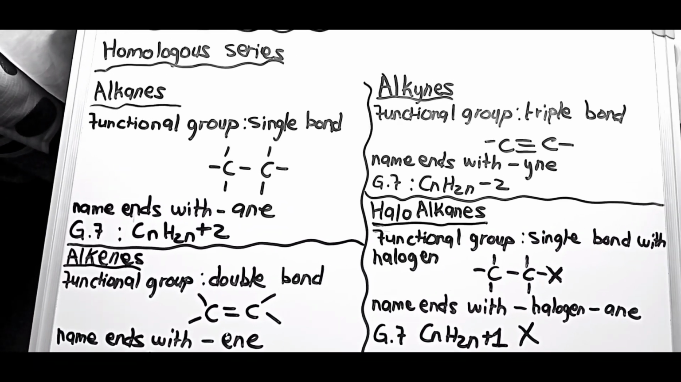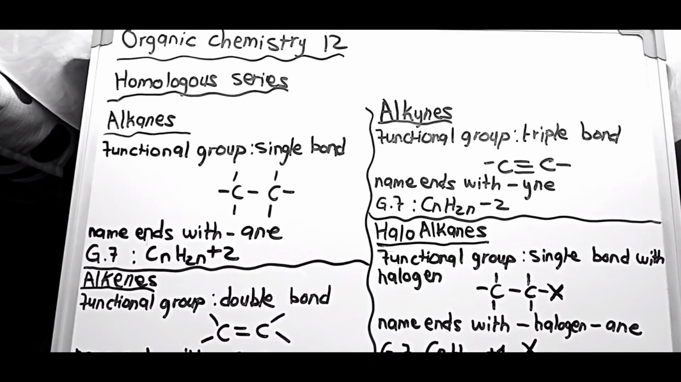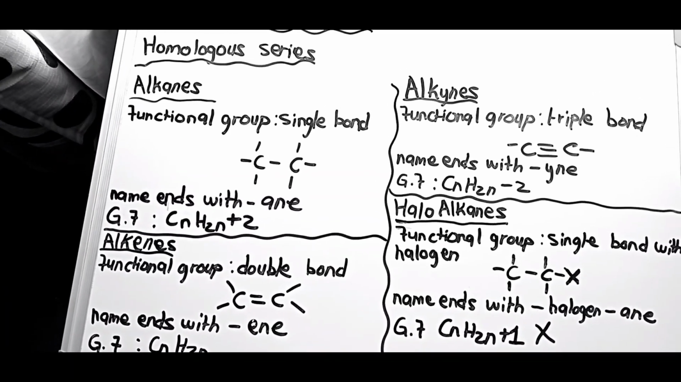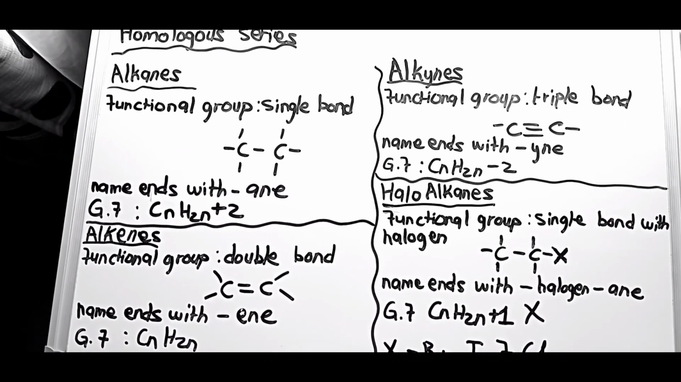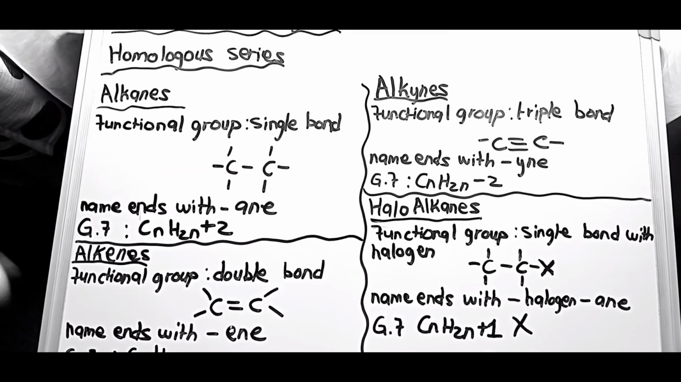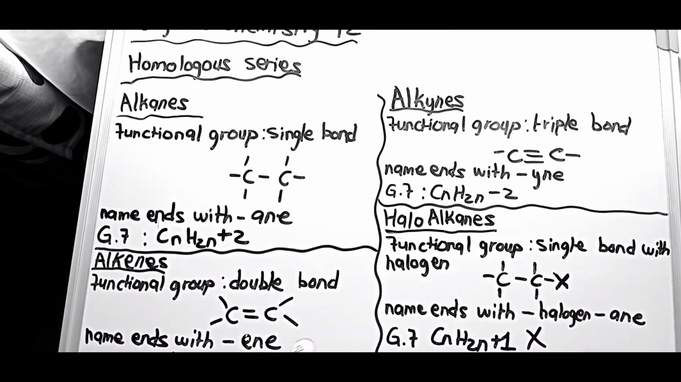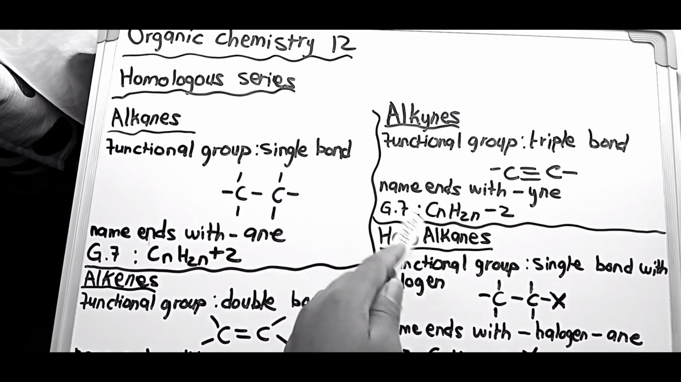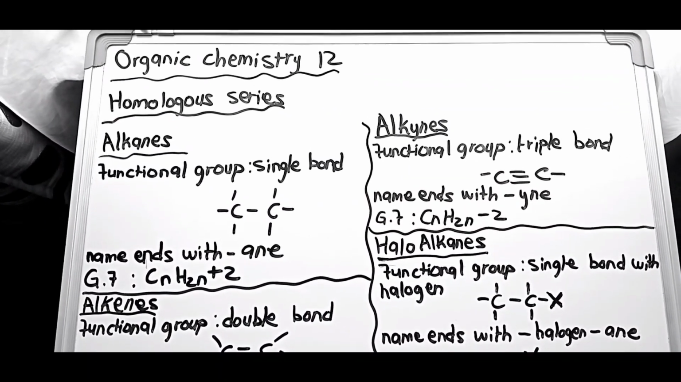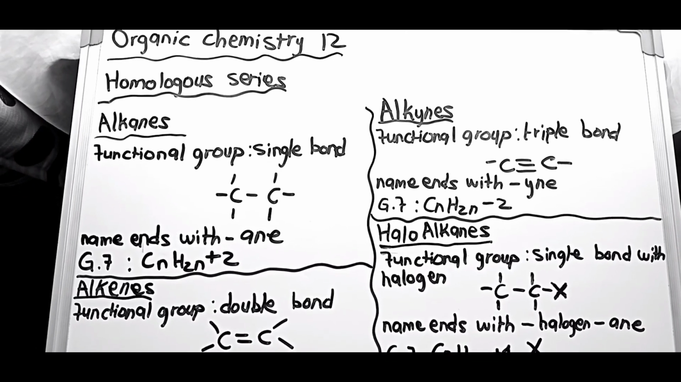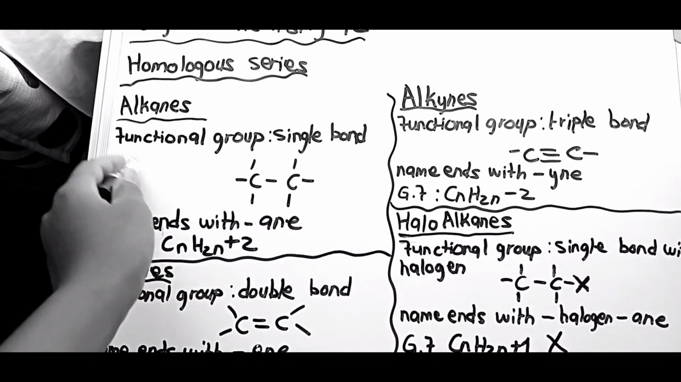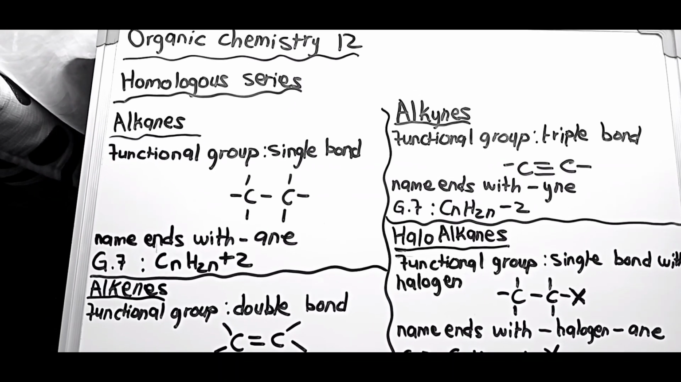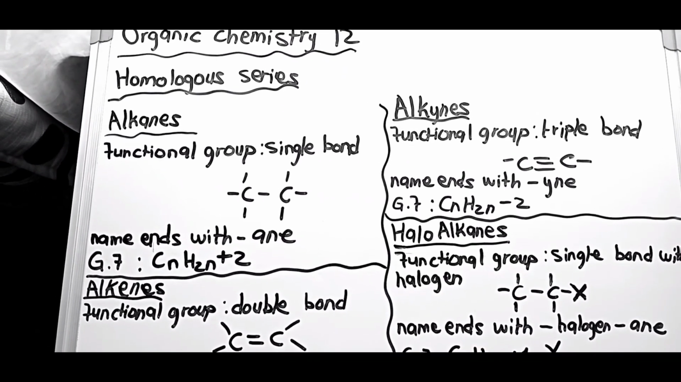The fourth homologous series that we're going to go through is the haloalkane. So note that haloalkane is the amalgamation of two words, halo and alkane. Halo derives from the word halogen, and alkane derives from the alkane. So it's a combination of halogen and alkane, right?